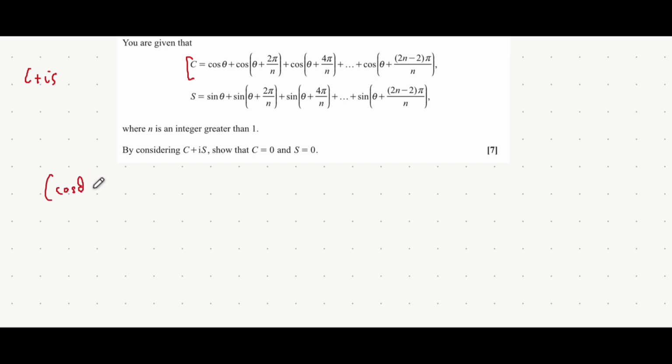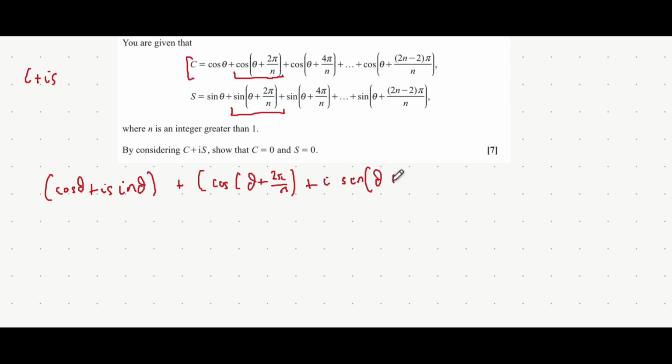Let's just carry on and write out a few of the terms of the sequence. And then we'd add on to that what we get when we do this expression of C plus i lots of this expression of S. So we have cos of theta plus 2 pi over n, and then plus i multiplied by the sine component of theta plus 2 pi over n. And we just go on from there, so on and so forth, again and again.